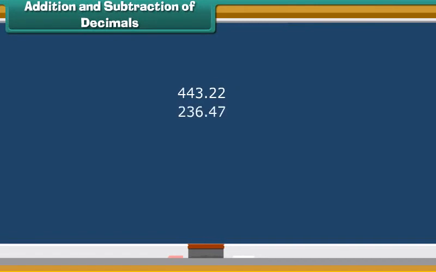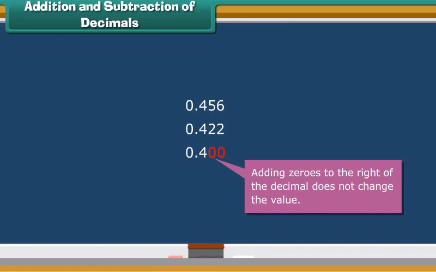Decimals are easy to add or subtract, just like whole numbers. For this purpose, you have to line up the decimals first. See, it's easy. Also, decimal numbers are easier to compare, just by adding zeros at the end of the shorter number to make the numbers the same length. And you can tell right away which number is bigger. Remember, adding zeros to the right of the decimal does not change the value.